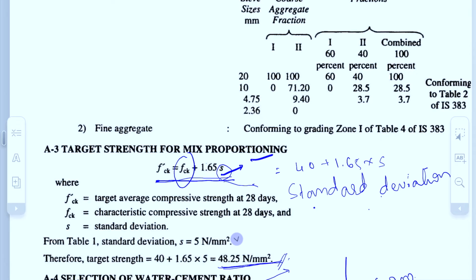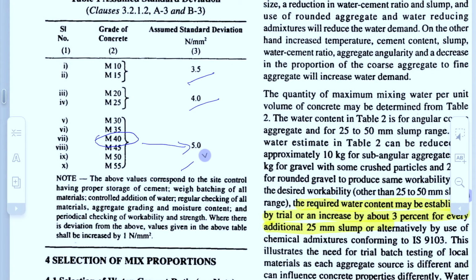S is the standard deviation that we have obtained from Table 1. The various values of S are given in Table 1, as you can see over here. For M10 and M15 grade it is 3.5, for M20 and M25 it is 4.0, and for M30 and so on till M55 it is 5.0.